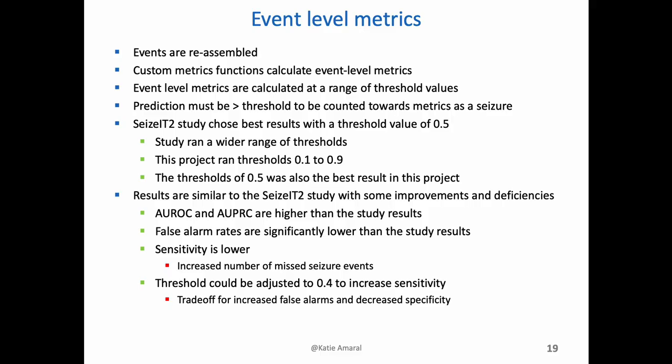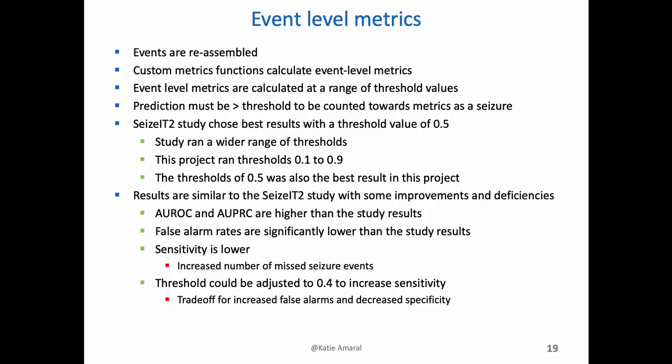Custom functions reassemble segments into events and calculate event level metrics based on the techniques shown in the SeizeIT2 study. Metrics are calculated at a range of threshold values. The threshold value is the probability that the prediction must be above for the event to be counted towards the metrics as a seizure event. At threshold 50%, a seizure probability above 50% will be evaluated as a seizure.